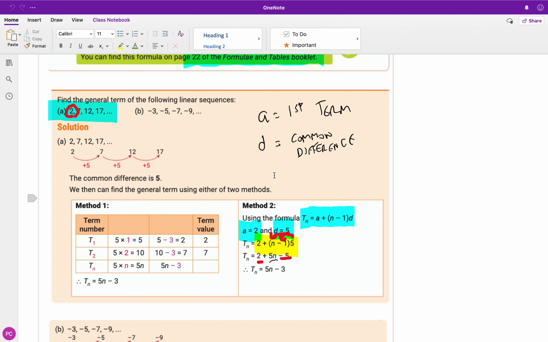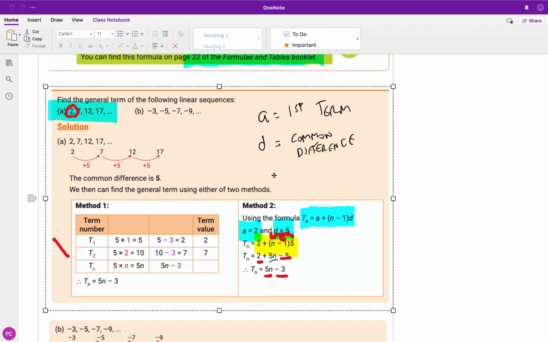So 2 minus 5 gives you minus 3, and 5n stays the way it is. If you're into the table, you can do it that way as well. So you have two ways of doing it. Personally, I like the formula because I think it's much quicker. A plus n minus 1 times d.